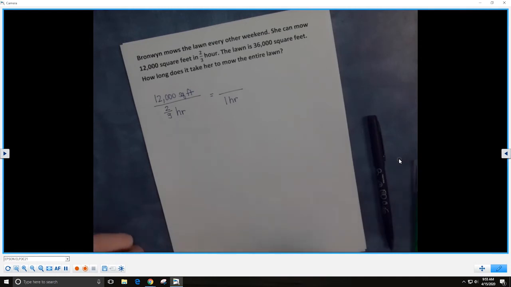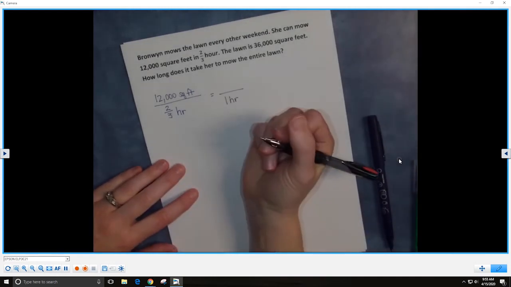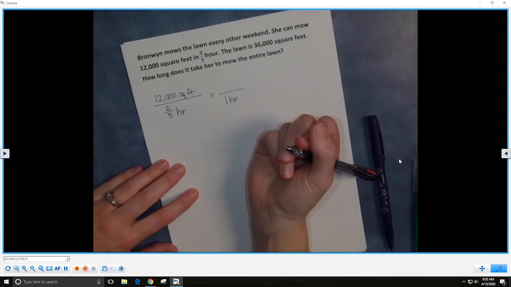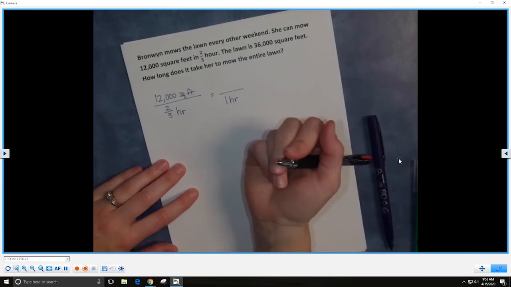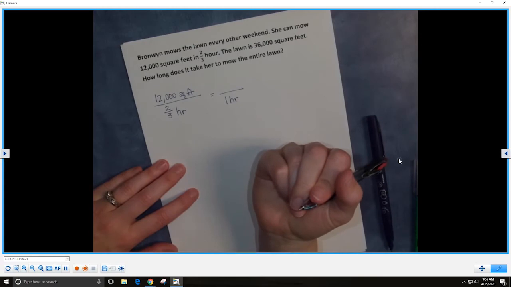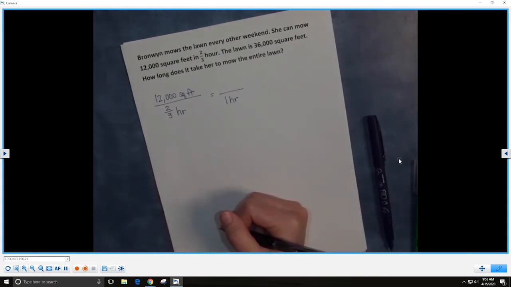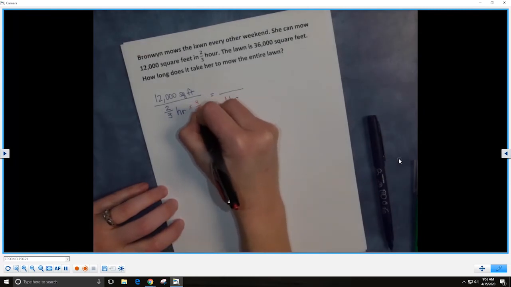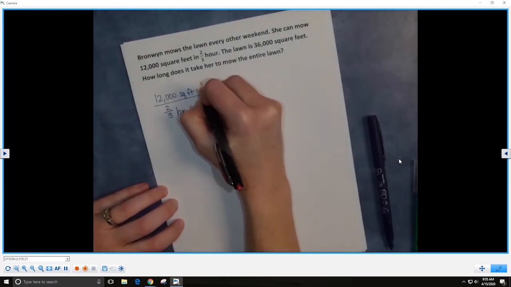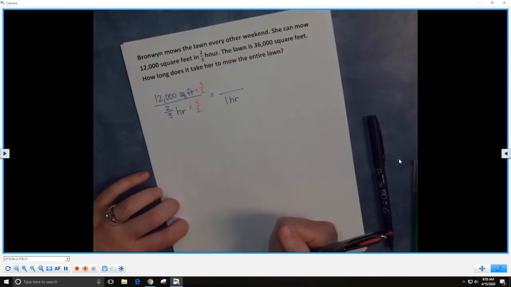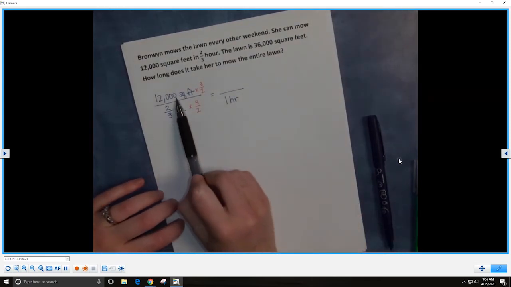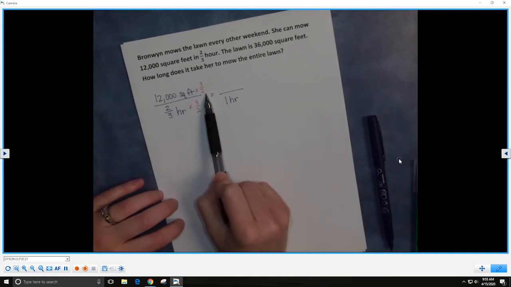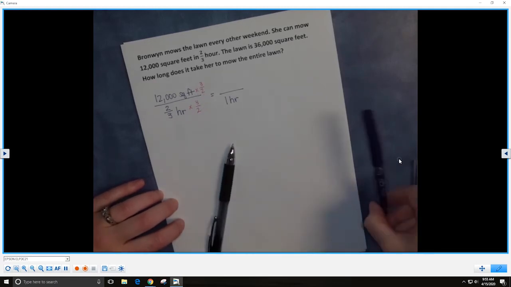Did you say 3/2? That's right. How can we keep our ratio, which remember is a fraction, equivalent? That's right, we have to also multiply the numerator by 3/2. Good job. So we're going to multiply by 3/2, and to keep that equivalent, multiply by 3/2. We can think about this as 12,000 times 3 and then divided by 2. So 12,000 times 3 is 36,000, divided by 2 is 18,000.